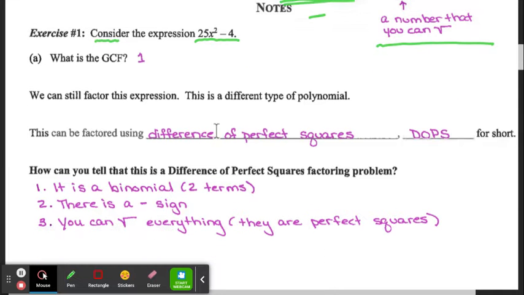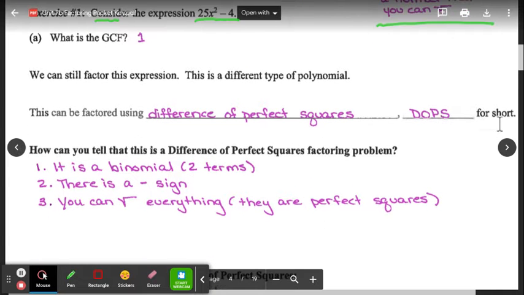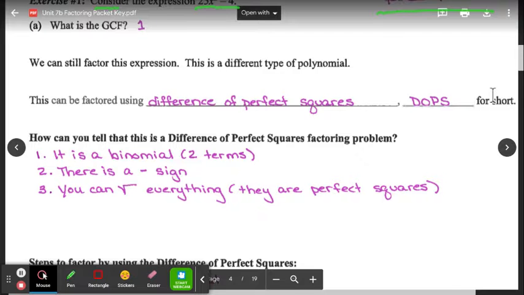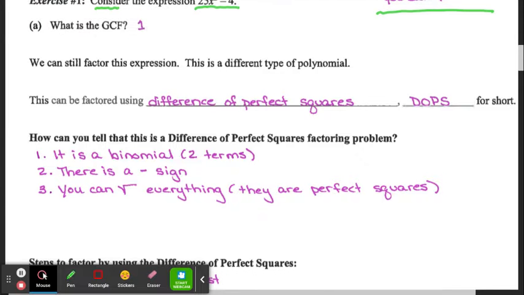So this can be factored using difference of perfect squares, otherwise known as DOPS. And here are the steps. Pause the video, write the steps down, and then we'll go through this. Oh, actually, these aren't the steps. How can you tell? So we know there's no GCF that we can use. So now you're going to look and say, can I do difference of perfect squares? You can do that if there's two terms. It's a binomial. Has to be. If there's one term or three terms or anything other than two, you can't use this method.